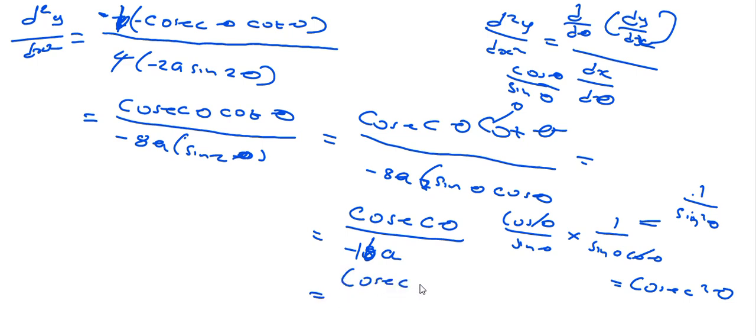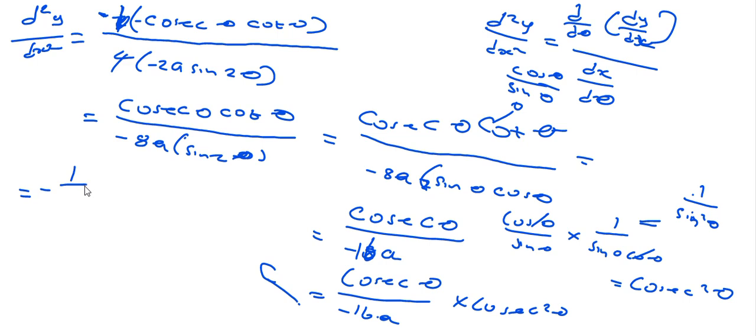So remember, our expression is going to be cosec theta over negative 16a, times cosec square theta, and this is going to be the same as, let's take our answer this side. So we're going to have our answer being negative 1 over 16a, times cosec cube theta. This is our second derivative.